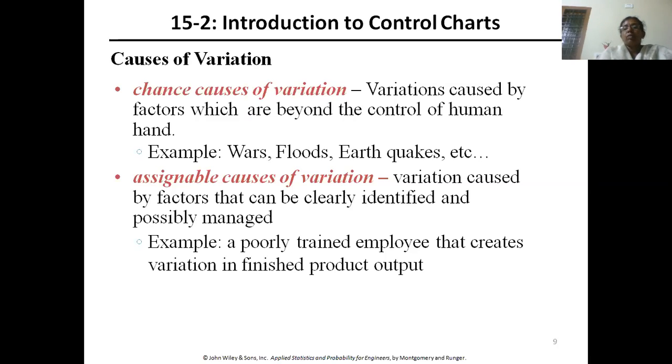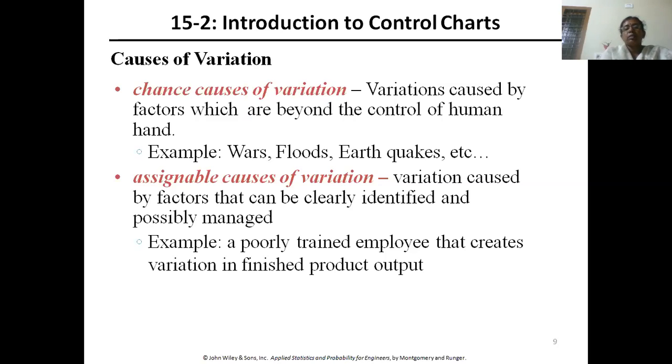And what are assignable causes of variation? The variations which are caused due to the human hand, or we can define it as variations caused by factors that can be clearly identified and rectified.